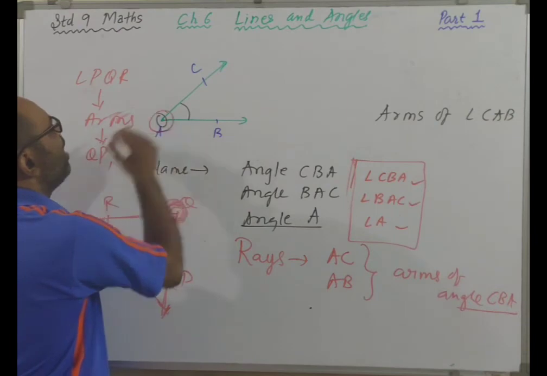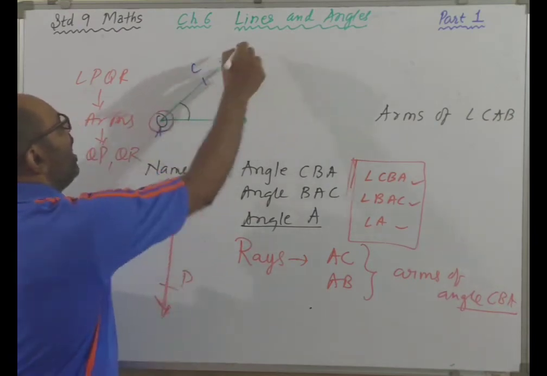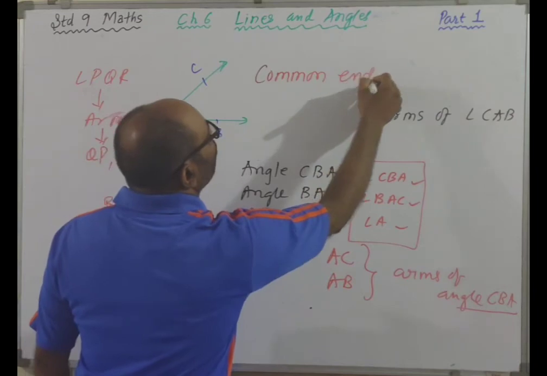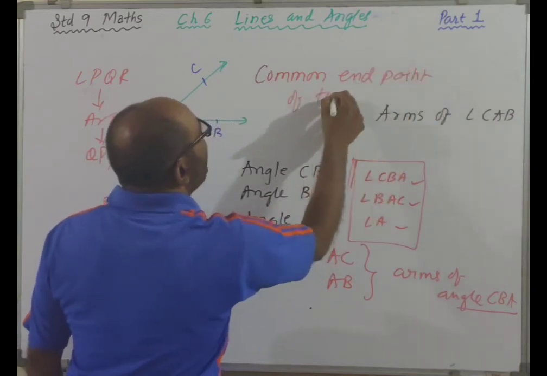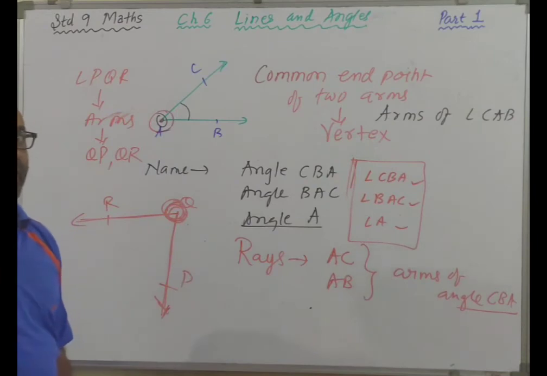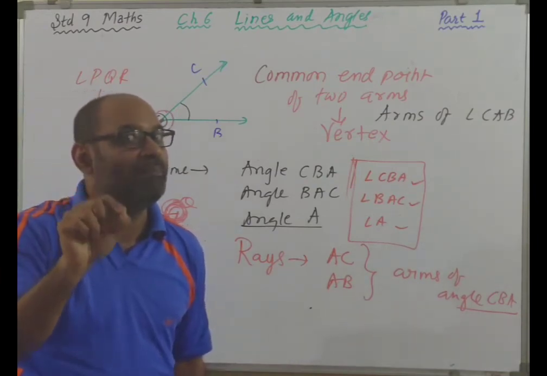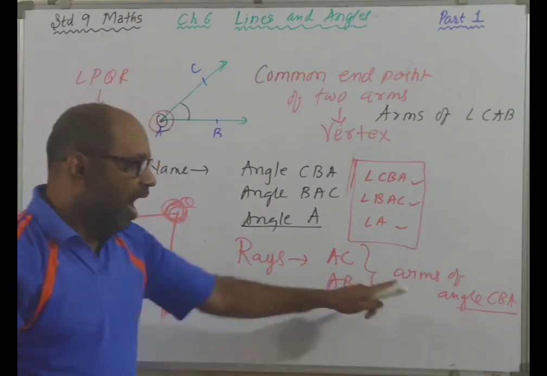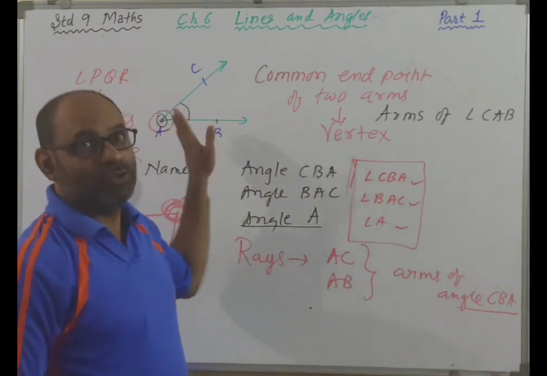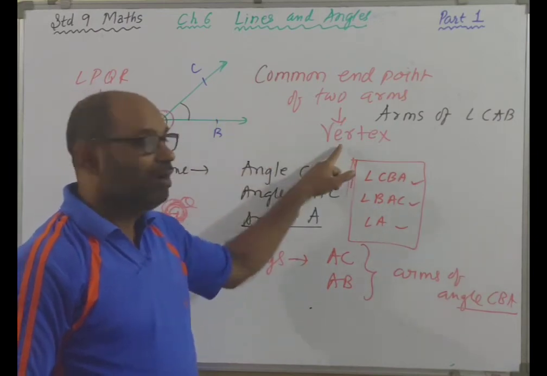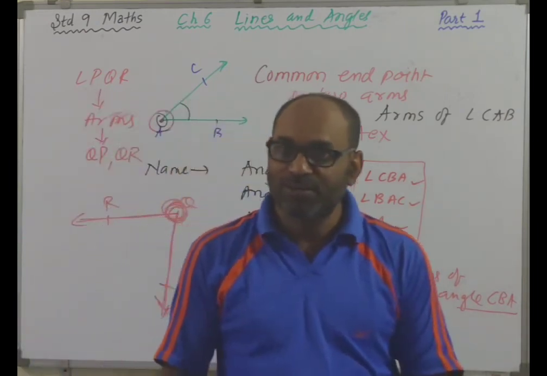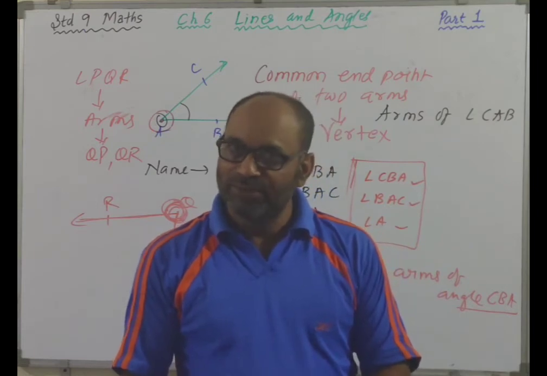And the common endpoint of the arms, the endpoint A which is common to ray AC and ray AB, the common endpoint of two arms or two rays, is called the vertex of the angle. So vertex of angle is the common initial point of two rays, two arms. And arms of angle are two rays. Is that clear to you? So two terms associated with angle have been discussed: vertex of angle and arms of angle. I hope you have understood. Alright? Clear to you? Okay.